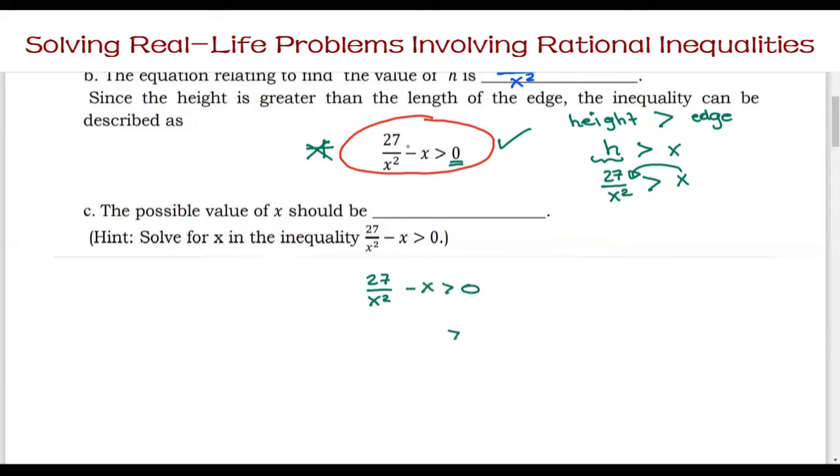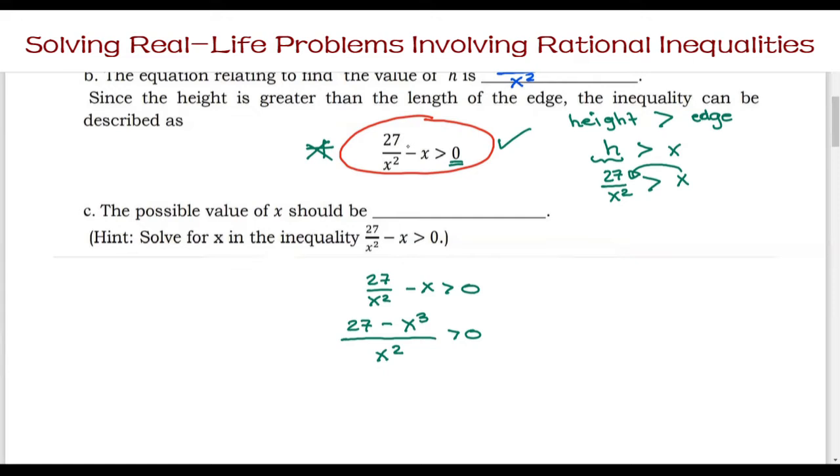Okay? Tapos, pagsasamahin ko yan into one fraction. Okay, so the LCD is clearly x squared. This one is 27, okay, minus what? Okay, it should be x cubed. Okay, bakit siya naging x cubed?